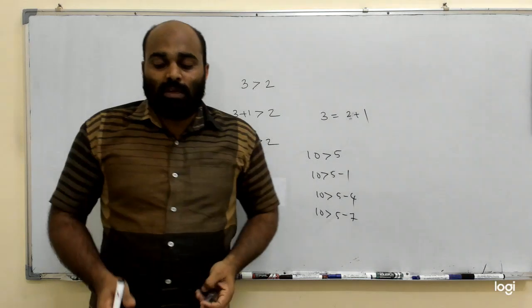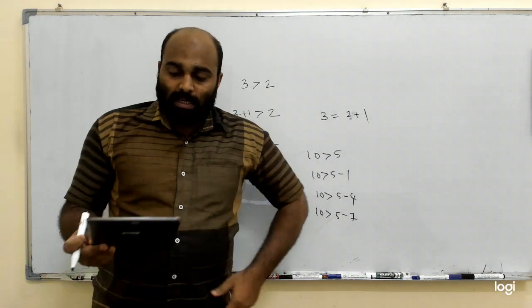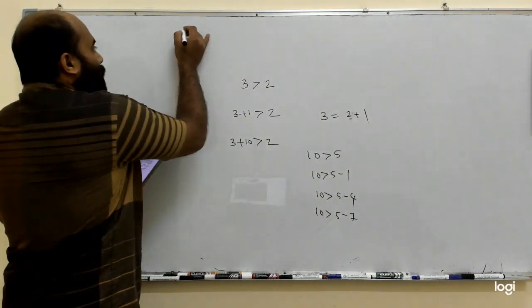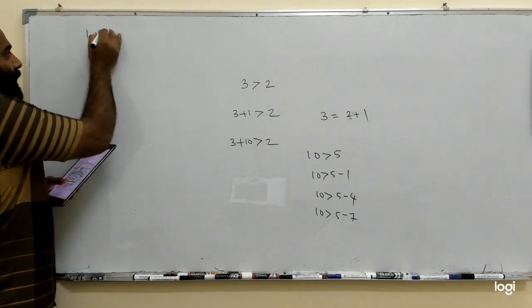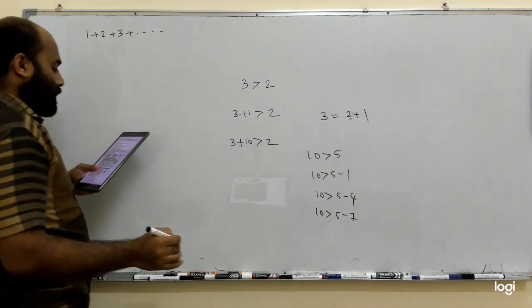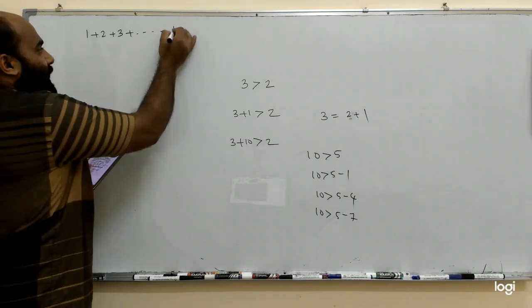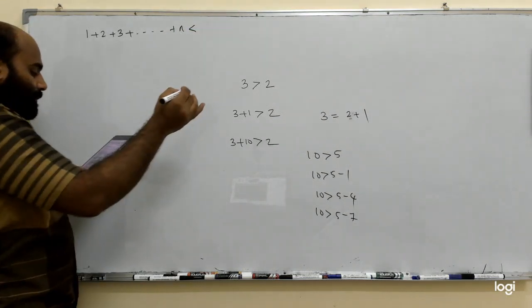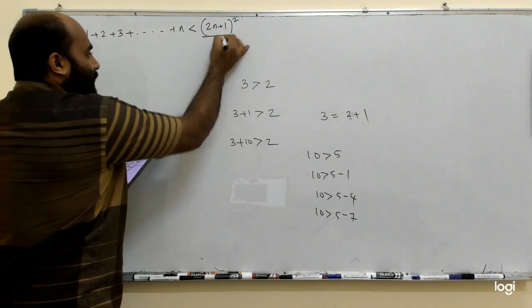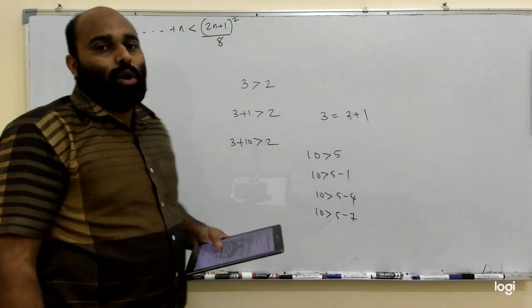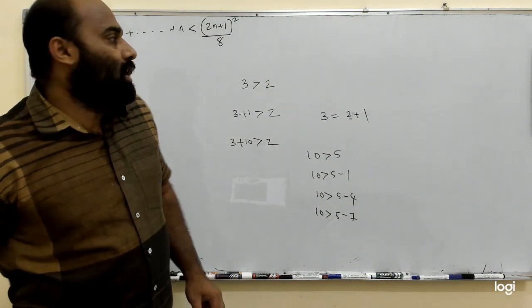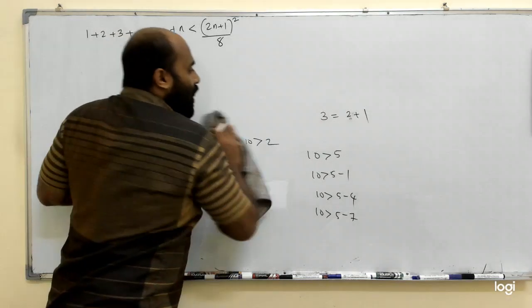Okay, first question, please note it down. Please write. Prove that 1 plus 2 plus 3 plus etc. plus n is less than (2n plus 1) whole square divided by 8, for all n belongs to N. We want to prove this by using principles of mathematical induction. How can we solve it?